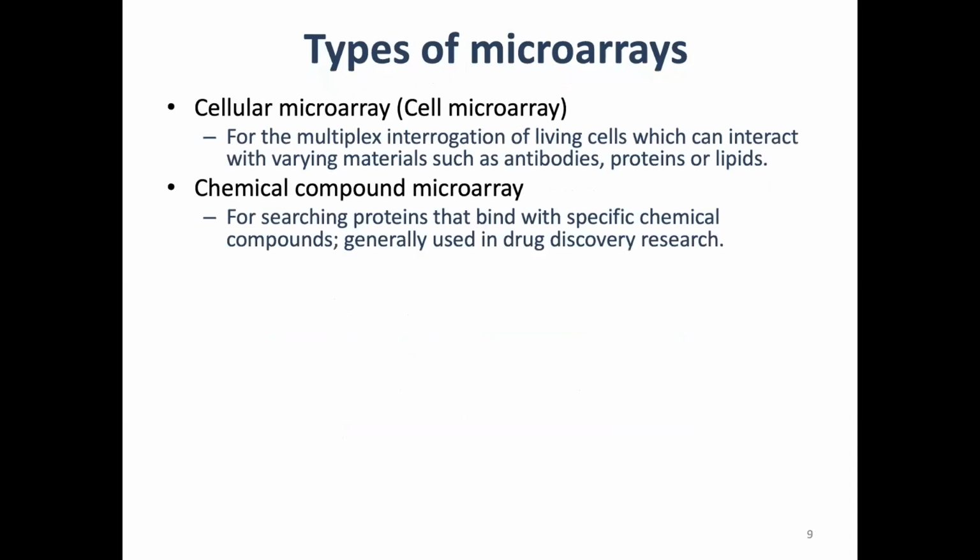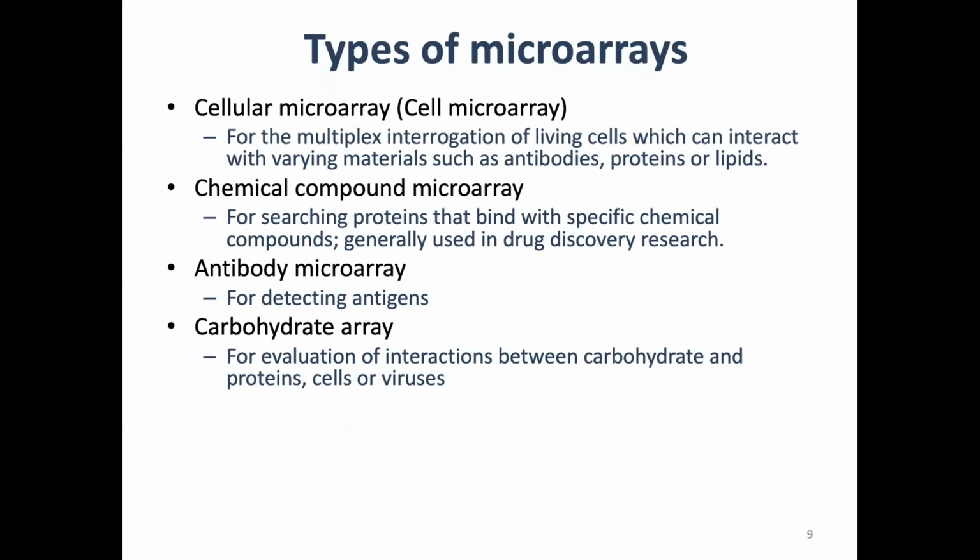This is for multiplex interrogation of living cells, which can interact with varying materials such as antibodies, proteins, lipids. There's a chemical compound microarray. This chemical compound microarray is used mainly for drug discovery research by pharmaceutical companies. So it's for searching proteins that bind to specific chemical compounds. And there is an antibody microarray for detecting antigens. There is a carbohydrate array. This is for evaluating interactions between carbohydrates and protein cells or viruses.